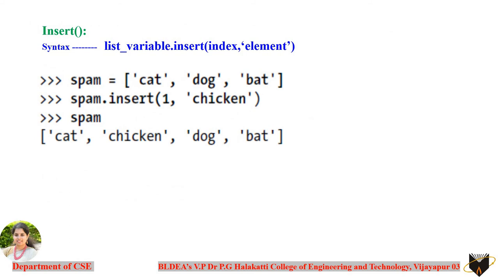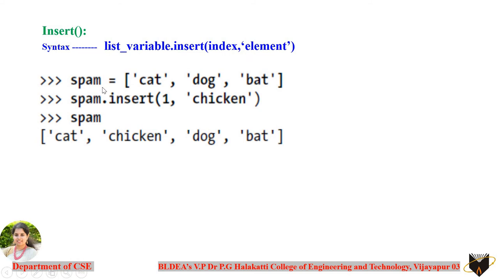Coming to the next method that you can use on the list variable to add elements, insert. The syntax of this insert method is the list variable name dot insert. This insert method takes two parameters: index comma element. Using this insert method, you need to specify at which index position you are going to add the element. The index is the index value where you want to add the element, and the element is the content that you want to insert into that list.